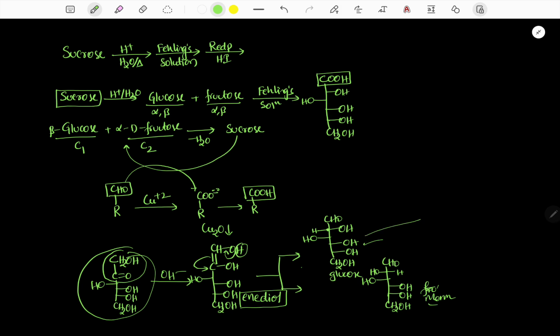Now this undergoes Fehling reaction, and this undergoes Fehling reaction, CHO converted to the corresponding acid, and CHO converted to the corresponding acid. Therefore, ketones give the Tollens, Fehling, Benedict test, but they do not give it directly. They convert into aldoses and then respond positively to the test.